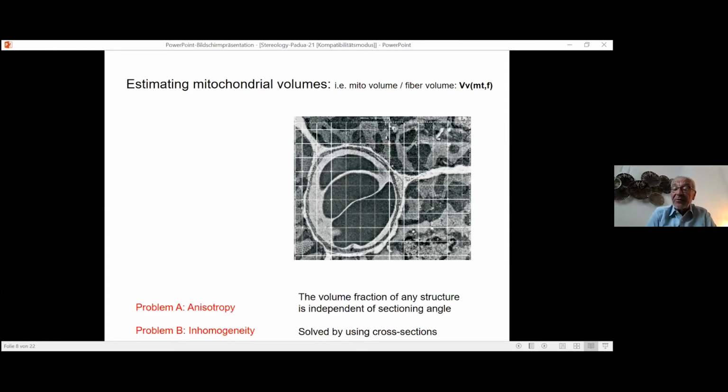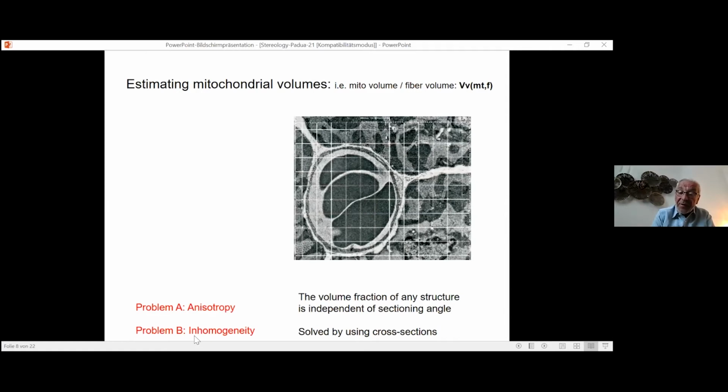Dividing the points of mitochondria by the total number gives you the so-called volume density of mitochondria. For human skeletal muscle, it is about 5% mitochondria. So what is the problem of anisotropy here? There is no problem of anisotropy because volume fractions are independent of sectioning angle. So the volume is never a problem to estimate. You can correctly estimate volumes on any kind of section.